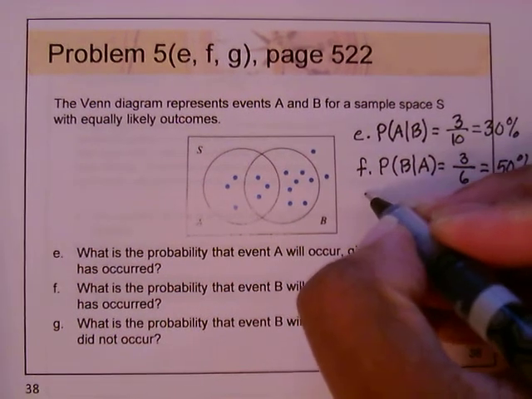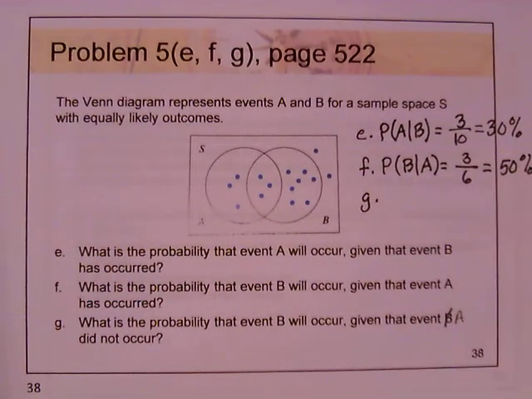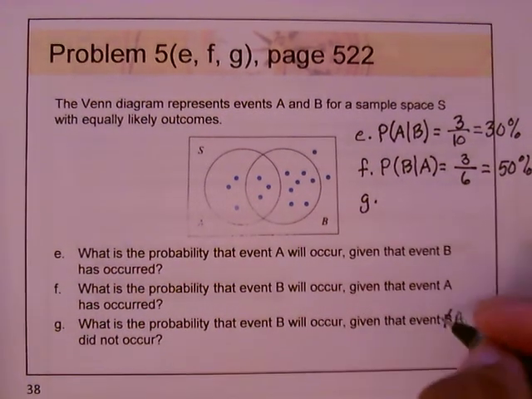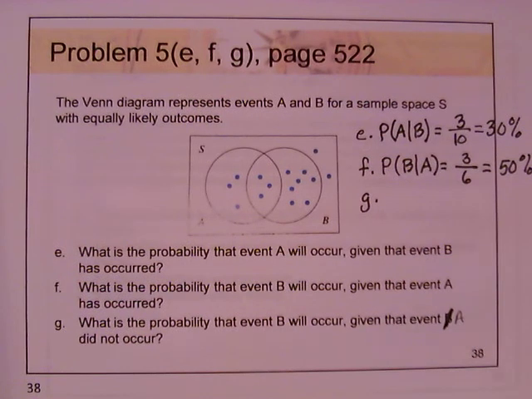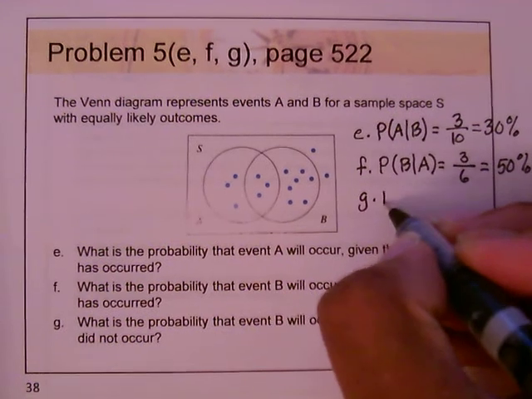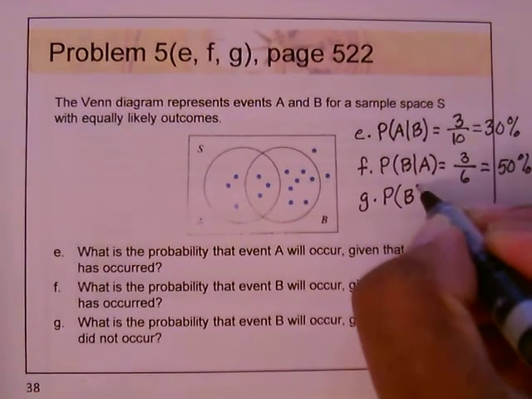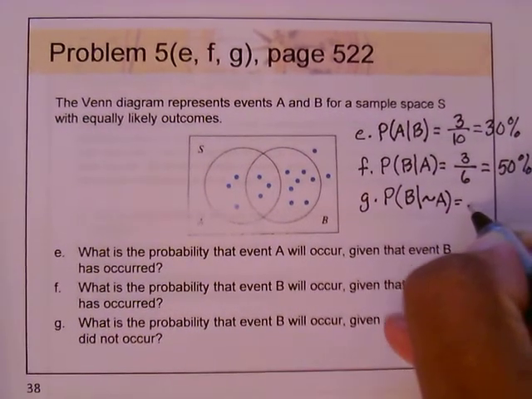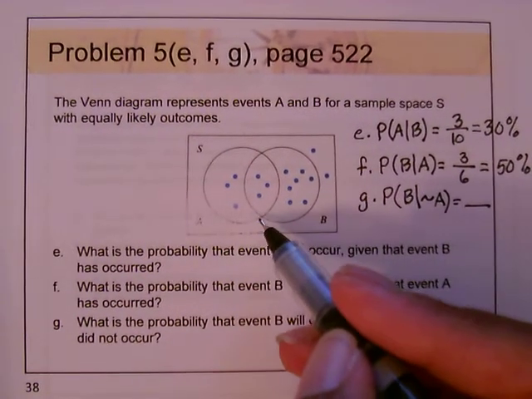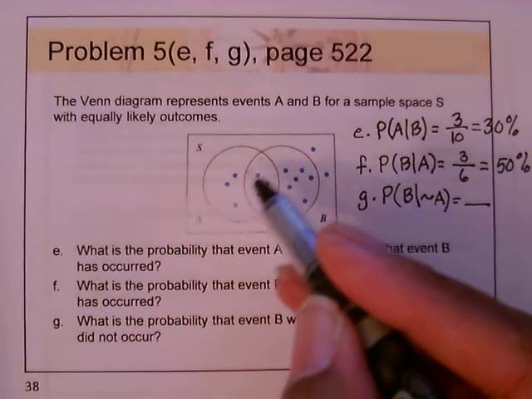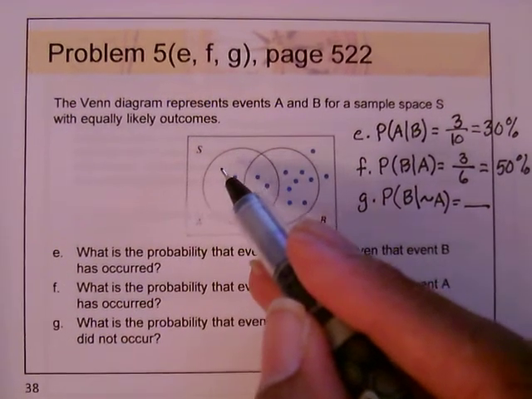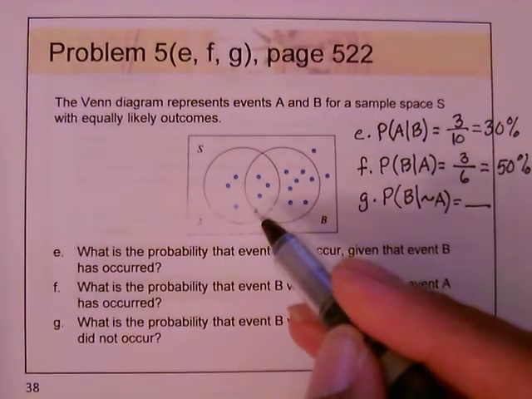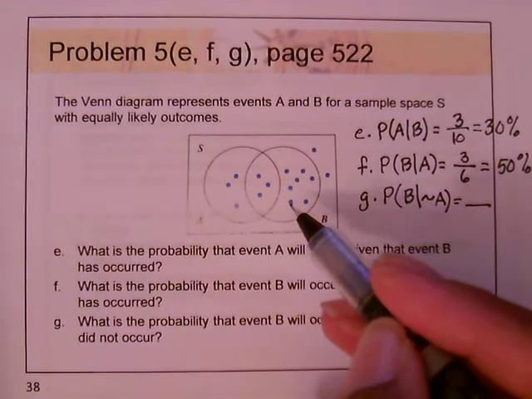Now part G, what is the probability that event B will occur given that event A did not occur? That should be event A. Now the way I'm going to write that notation would be the probability of event B, given that, I'm going to use this mark for not A. So that means we're excluding everything in A, including these 3 dots. So what's left in B would be 1, 2, 3, 4, 5, 6, 7.